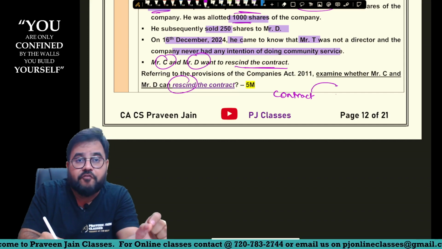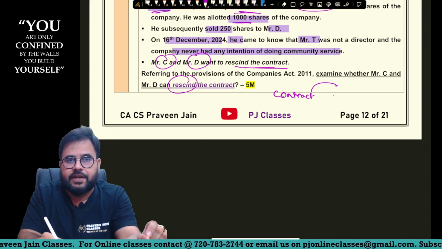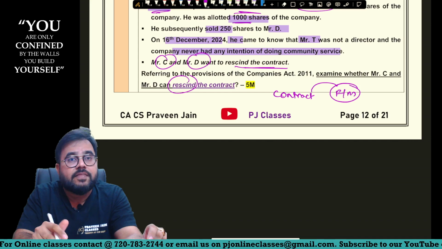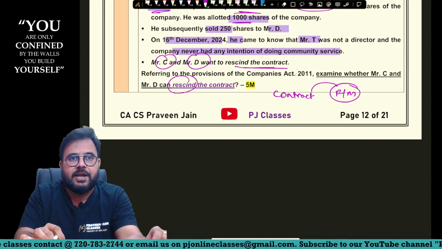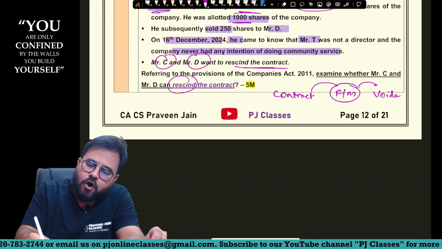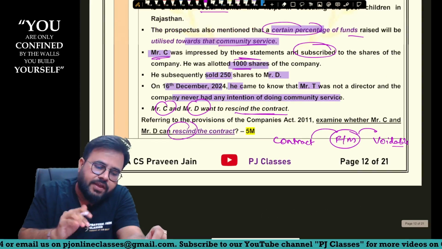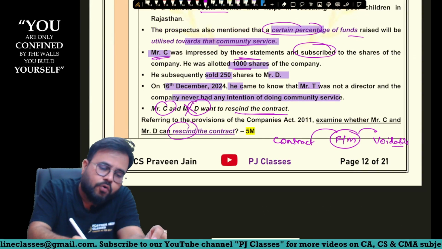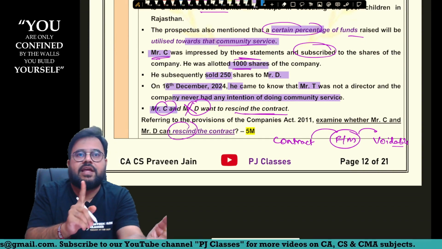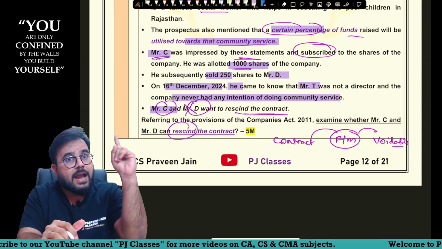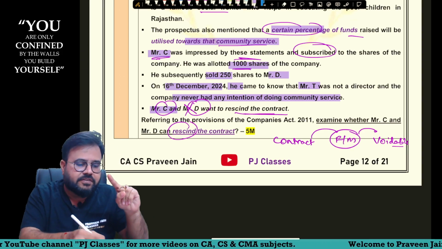In the Contract Act, whenever the consent of a person is obtained by doing fraud or misrepresentation, the contract is voidable at the option of the aggrieved party. Now here D will not come. Reason: the prospectus was issued, and who subscribed at that time? Mr. C only has subscribed. So in other words, the company did fraud or misrepresentation with Mr.